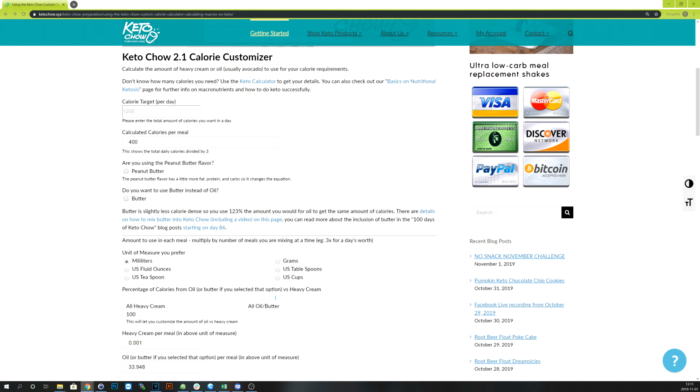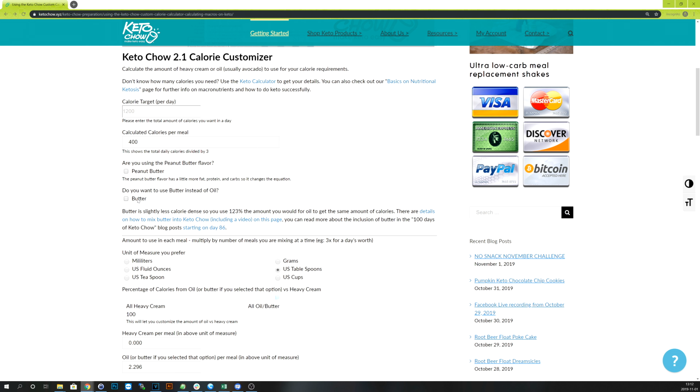And one interesting thing about the oil is you can mix oils. If you want to use avocado oil, if you want to use some MCT oil, for instance, in this case, to do a 400 calorie meal with oil, it'd be 33 milliliters. Well, if you want to use a tablespoon of MCT oil, you could. It would be 1 tablespoon of MCT oil and then 1.2 tablespoons of something else.